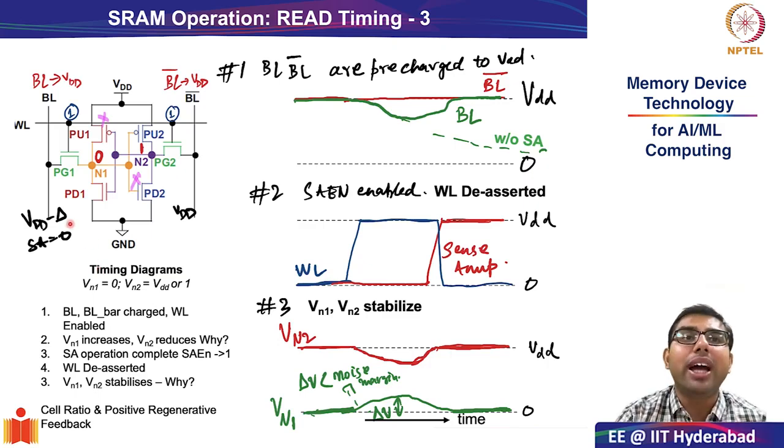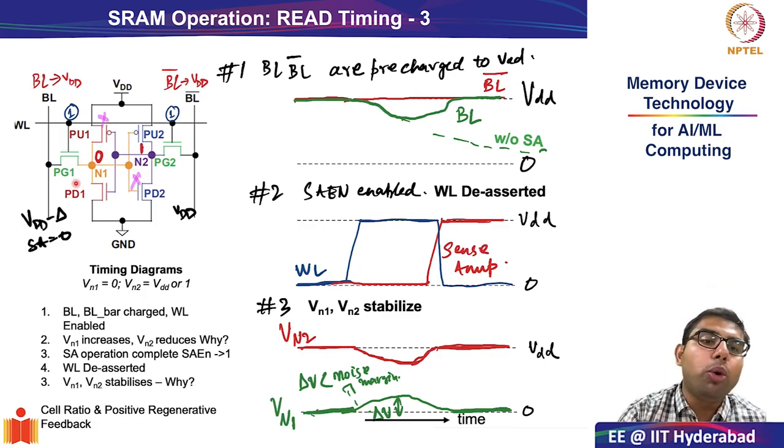It was the W by L ratio of the pull down transistor versus the pass gate transistor. The ratio of the W by L of the pull down transistor to the pass gate transistor should always be greater than 1, because the drive strength of the pull down transistor should always be greater than the pass gate transistor to make sure that the storage node N1 is closer to 0. That's why the pull down transistor should be stronger.